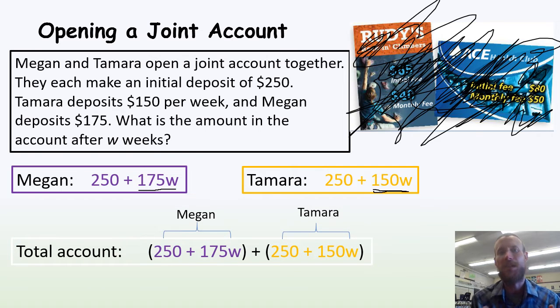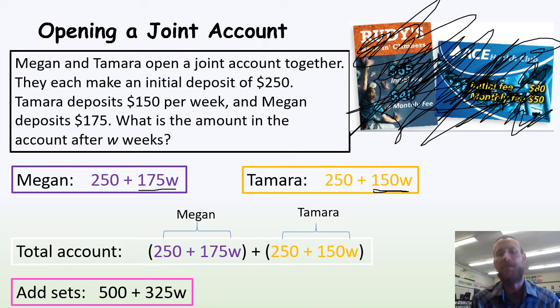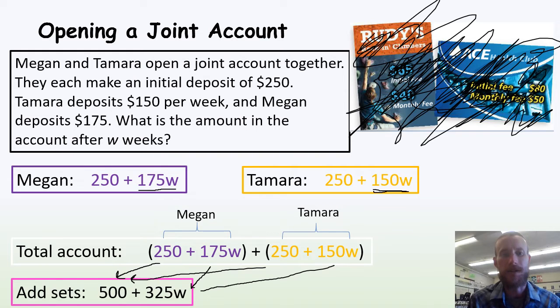Write those as a sum. The account is going to get both of their deposits, right? So Megan is going to go into the account, this amount of money. Tamara's amount of money is going to get deposited into the account as well. We want to add each of the groups. So if I'm not writing this regrouping step, but just looking at it, each of them makes $250 initial deposit. So we add those up. 250 and 250 makes $500 for the initial amount. And then $175 per week plus $150 per week, like terms, that would be a total of $325 per week for the two people. And so this expression, 500 plus 325W, would be the amount in the account after they've made their deposits for a certain number of weeks.